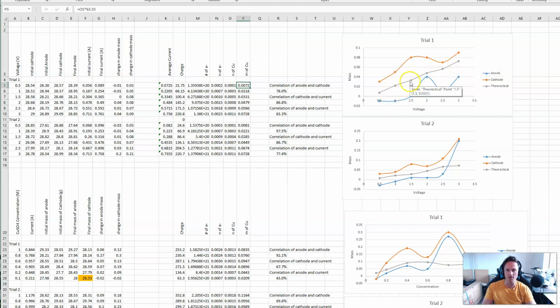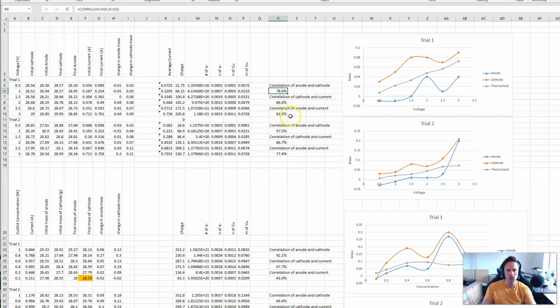All right, we've got a few sources of error here that doesn't seem to match up with that linear trend, but it's pretty linear, okay? And we can see how different the anode and the cathode change is. Now that indicates quite a significant source of error, okay?